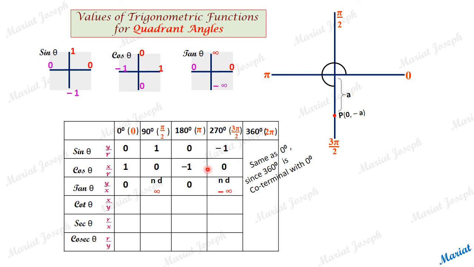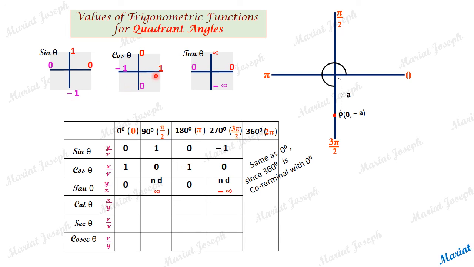These values are now plotted on these diagrams just to remember. Sin 0 is 0, sin 180 is also 0. Sin 90 is 1, sin 270 is minus 1. These two were already learned when we did the trigonometric ratios in lower classes. So sin 0 is 0, opposite here sin 90 is 1, sin pi is also 0, sin 270 is minus 1.